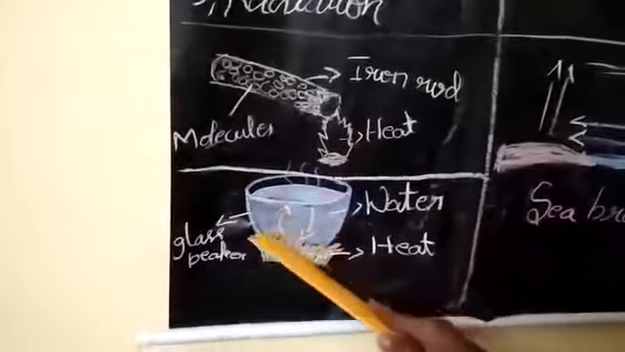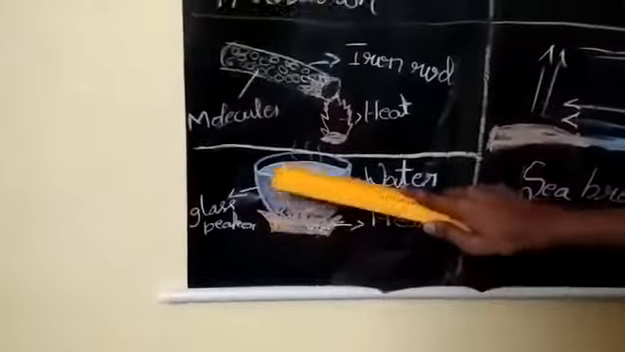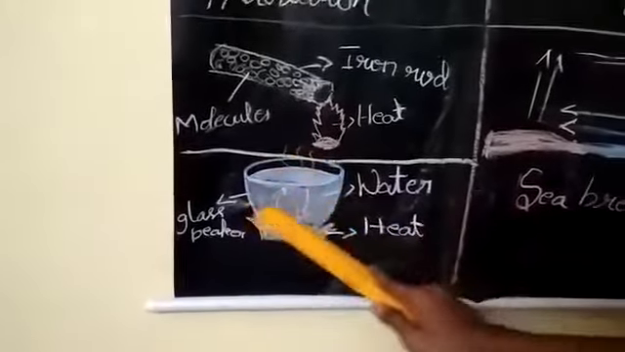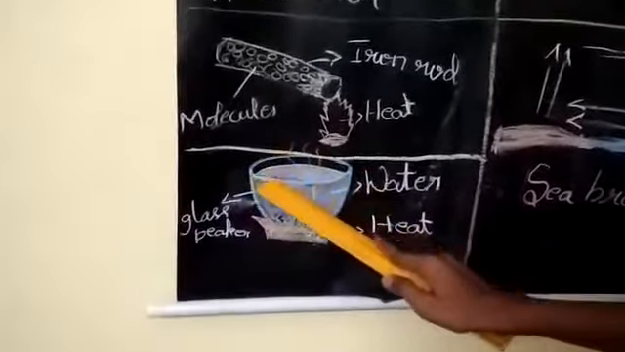The bottom water molecules get heat energy and move upward, and the water molecules at the top of the water replace the molecules at the bottom of the water, and this is a circular type of heat transfer. This is called convection type of heat transfer.